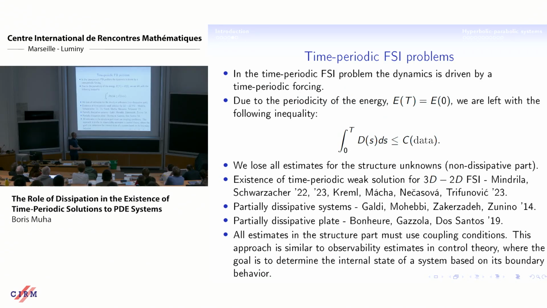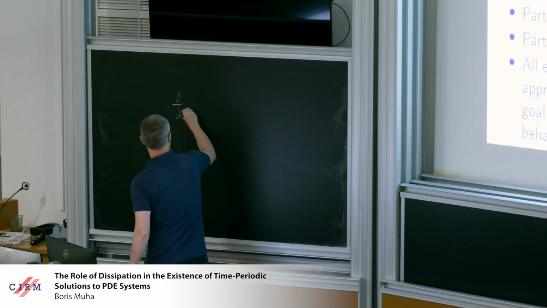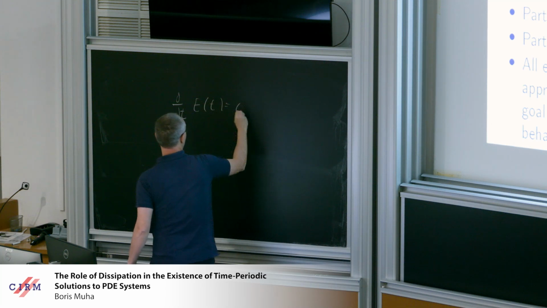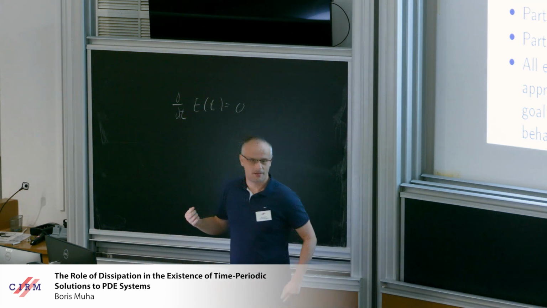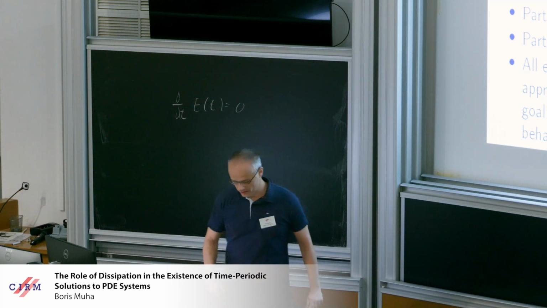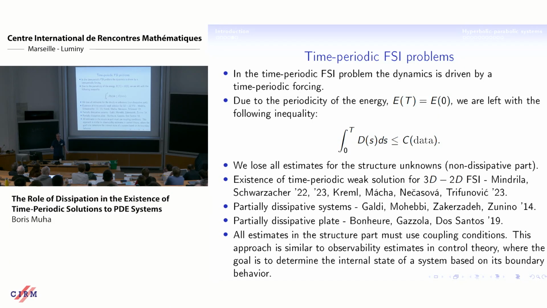Okay, and now let's go back to the time periodic fluid structure interaction problem. We are interested in a weak solution, and in a weak solution you work with the energy inequality. And why does this unbounded solution not contradict the energy inequality? Because when you have the energy inequality, d/dt E(t) equals 0. And for the Cauchy problem, you integrate and you get some information. Here you integrate from t to t, and you get just 0 equals 0. So you don't get anything.